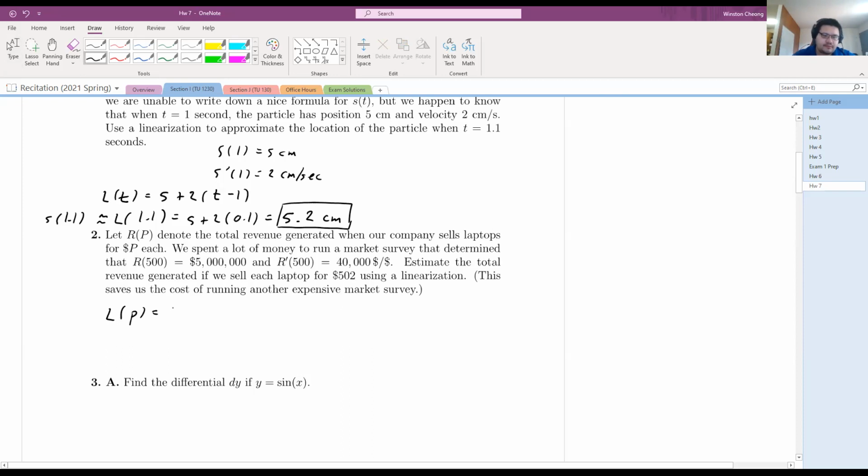So it would be r of the specific p-value, which is this 5 million. Okay. Plus, and then the derivative, so that'll be 40,000, and then it's going to be the thing that centers it correctly. So this is going to be p minus 500, because the two pieces of information that we have are when p is equal to 500. Okay. And so this is what we have for the linearization. And now we just need to use it to evaluate at 502.